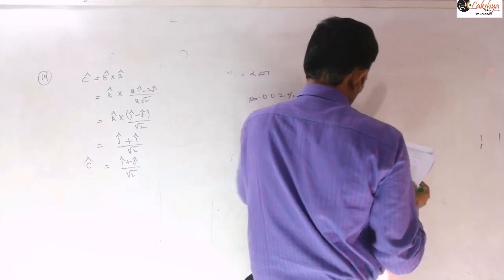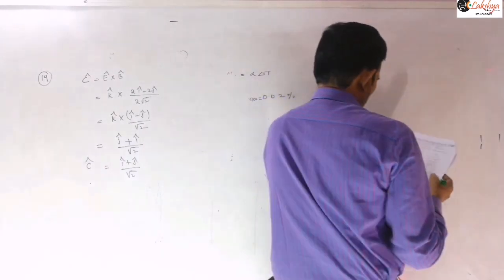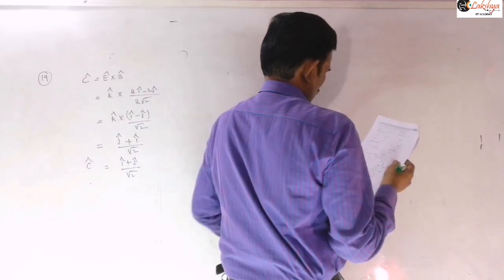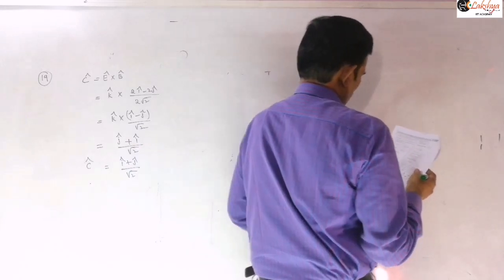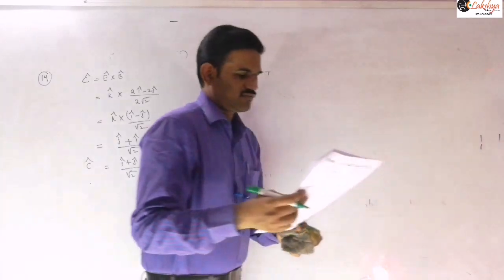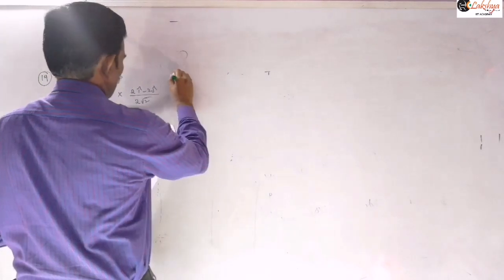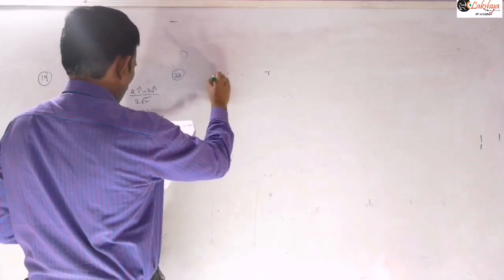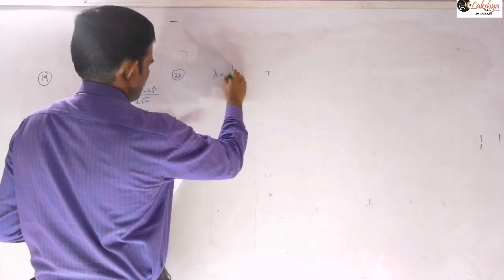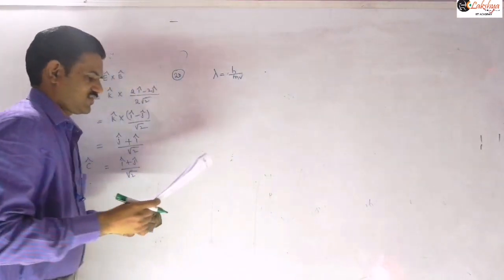Next is the 28th question. A particle is moving 5 times faster than that of the electron. The ratio of de Broglie wavelength of particle to that of electron is 1.878 into 10 power minus 4. The mass of the particle is? So simply it's a de Broglie wavelength concept. This concept is also very important. So de Broglie wavelength is h by mv, h by momentum.